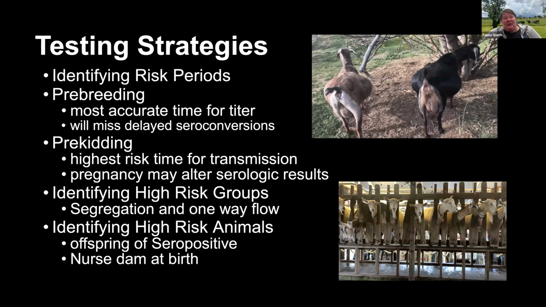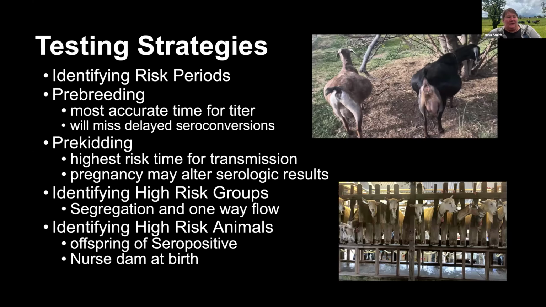Pre-breeding is probably the most accurate time for titers, but you're going to miss some animals that have delayed seroconversion. So maybe they aren't seroconverted yet, but they are truly positive. If you try to do pre-kidding, right, so this would be the highest risk time for transmission, we know based on literature that pregnancy seems to drop their titers. And so you could have false negatives in the periparturient period on does when you really want to know if they're positive or negative. So these are all things that you need to weigh when coming up with some sort of testing strategy. I tend to do mine pre-breeding.